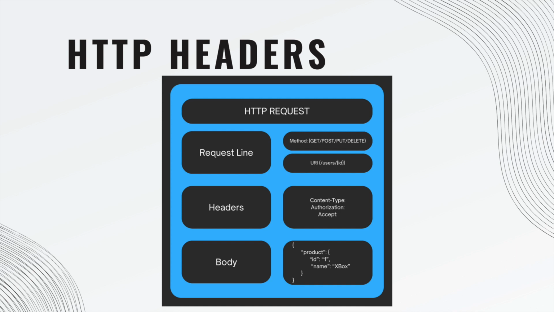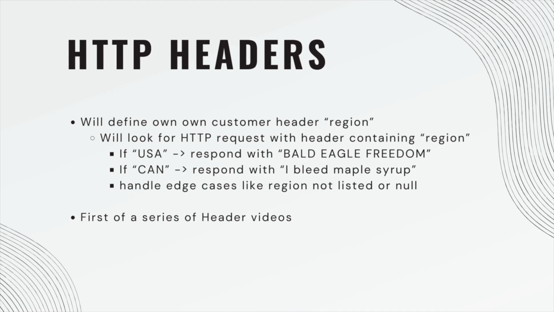You can also define your own, and that's what we're going to do with our starter video, is we're going to define our own HTTP header called region. So we're going to look for the HTTP request coming in, and we're going to look at the header. If the header is USA, we're going to respond with Bald Eagle Freedom. If the header is CAN, we're going to respond with I Bleed Maple Syrup. And we'll also have to handle edge cases like region not listed or null. And this is just the starter video. We're going to have a whole series on headers.